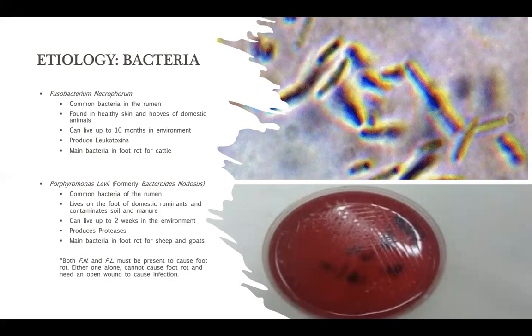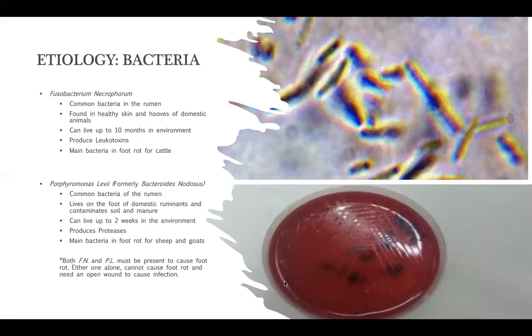And Porphyromonas levii can live in the environment up to 2 weeks. And the dangerous characteristic about this bacteria is that it produces proteases that eat away at healthy and normal proteins and tissue. And the telltale signs of Porphyromonas levii is, if you look at the bottom right-hand corner picture in this red petri dish, the bacteria are these black spots here that you'll see in foot rot.